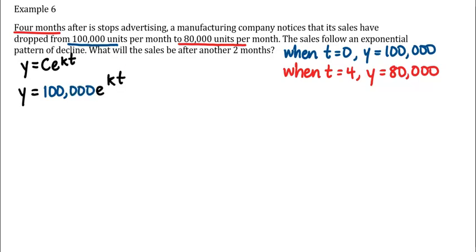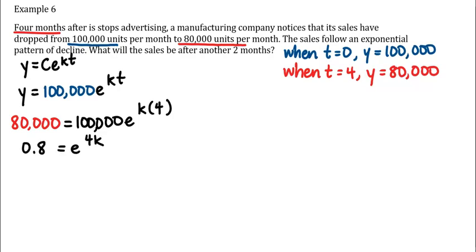And then I'm going to use the second initial condition to solve for k. So we have 80,000 is equal to 100,000 e^(k times 4). So I'm going to start off and divide both sides by 100,000. 80 divided by 100 gives us 0.8 equal to e^(4k). I'll take the natural log of both sides, and I do that because the e will cancel and just leave me with 4k.